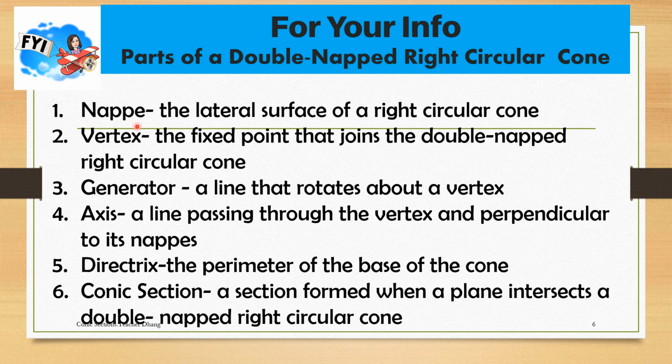A nap is the lateral surface of a right circular cone. The vertex is the fixed point that joins the double nap right circular cone. The generator is a line that rotates about a vertex. The axis is a line passing through the vertex and perpendicular to its naps. The directrix is the perimeter of the base of the cone, and the conic section is a section formed when a plane intersects a double nap right circular cone.